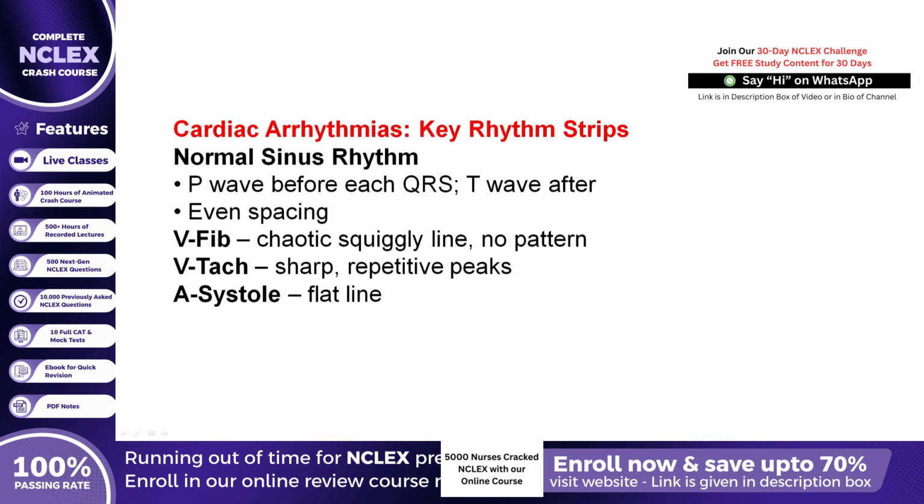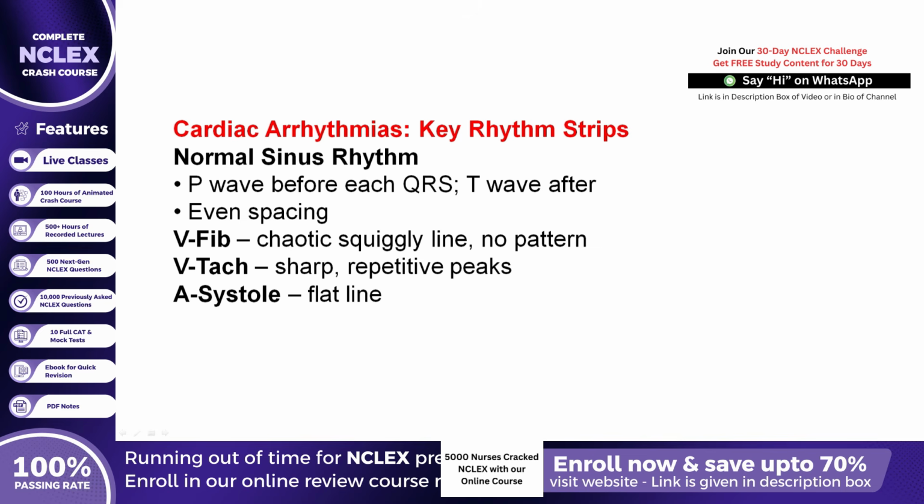Now let us move into cardiac arrhythmias and look at the key rhythm strips, starting with normal sinus rhythm, where you will see a P wave before each QRS and a T wave after. You will also notice that the spacing is even. Next, when you look at ventricular fibrillation, you will see a chaotic squiggly line with no pattern. Moving to ventricular tachycardia, you will observe sharp, repetitive peaks. And finally, in asystole, you will see a flat line. As we continue with rhythm terminology, remember that the QRS represents ventricular activity and the P wave represents atrial activity.